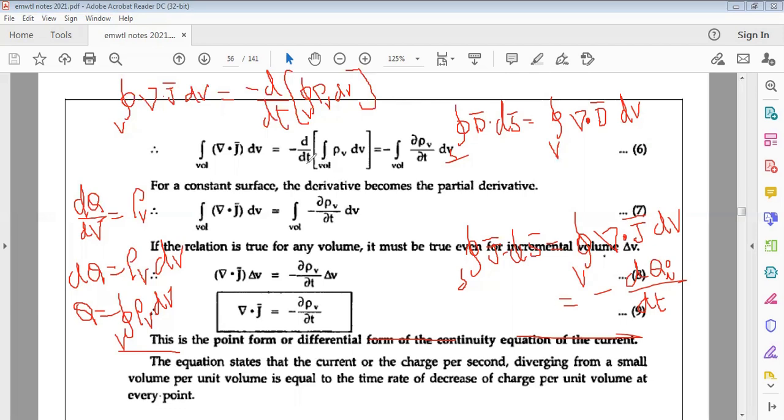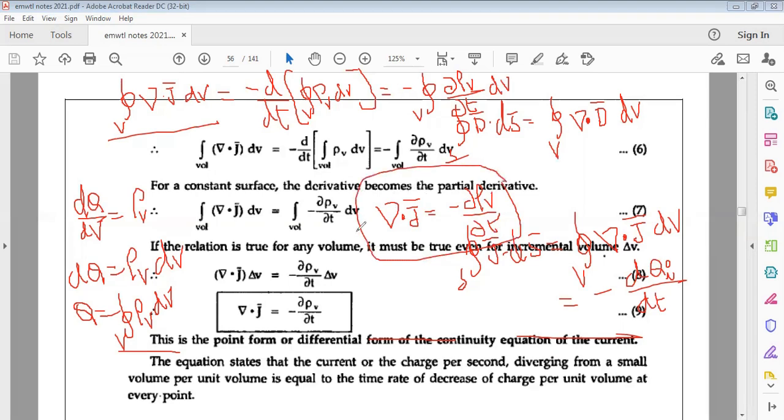Got it, my students? Now bring the derivative inside the integral, and it becomes a partial derivative. The volume integral of del dot J bar dv is equal to minus the volume integral of dou rho v by dou t into dv. Now on both sides we have the volume integral, so remove the volume integral on both sides. Now it becomes del dot J bar is equal to minus dou rho v by dou t.